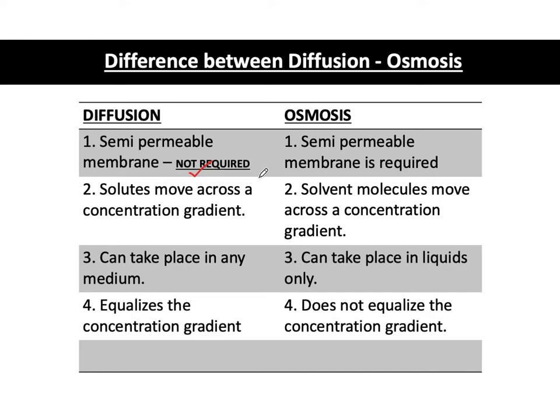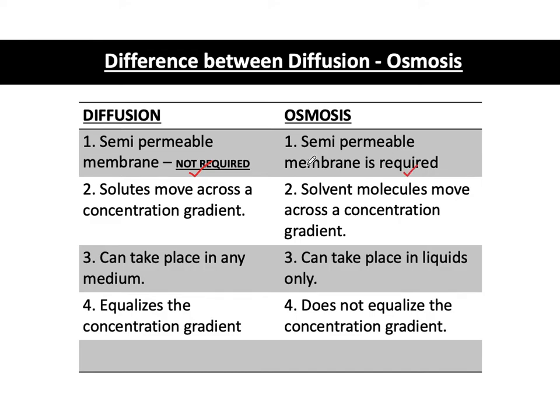And this particular mixing, the movement of the concentrated fragrance particles, the deo particles, which moved and became equal in the whole room, is simple diffusion. Here also a semi-permeable membrane is not necessarily required. But when we talk about osmosis, a semi-permeable membrane is required. This is a necessity, this is a must.